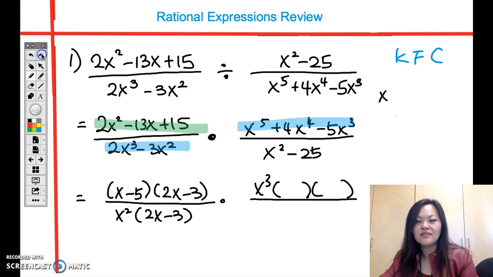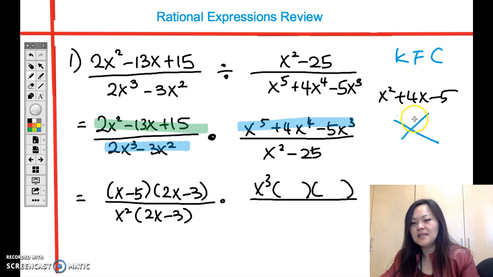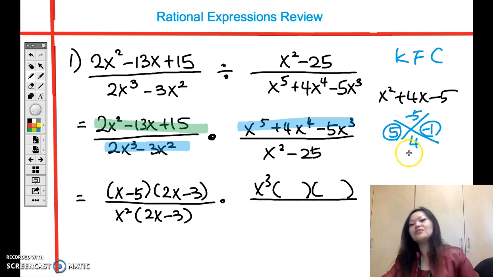Plus 4x minus 5. Yes. So there you go. We have to do the big X, right? So 1 times negative 5 is negative 5 on top, and 4 is at the bottom. So 5 times -1 is -5, and 5 plus -1 is 4.